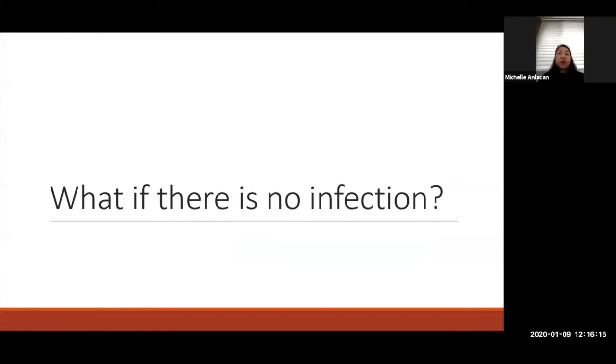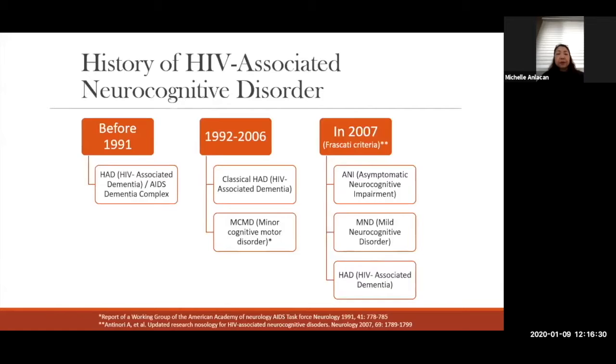So what if there is no clear infection, meaning you did your lumbar tap and you weren't able to identify any organism? Could HIV be enough to cause all of this? Next, please. So the answer obviously is yes. There is what we call the HIV Associated Neurocognitive Disorder. And before 1991, when we were not very aware of it, we used to call it the AIDS dementia complex.